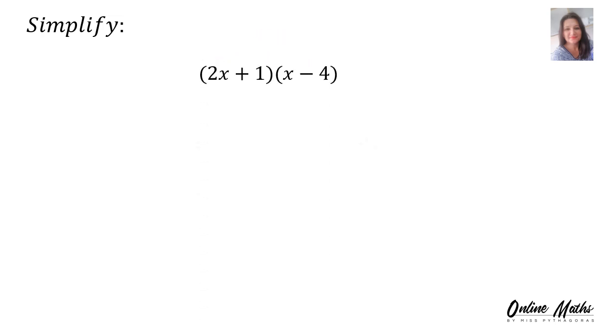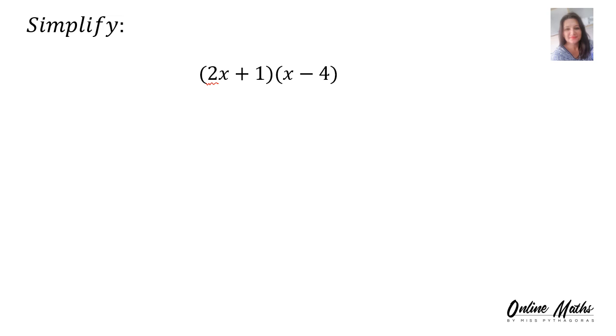Simplify. Now I give you two binomials, and what is different here is suddenly the coefficient in front of x isn't a 1, it's just a 2. But it doesn't really matter, you deal with it exactly the same way.